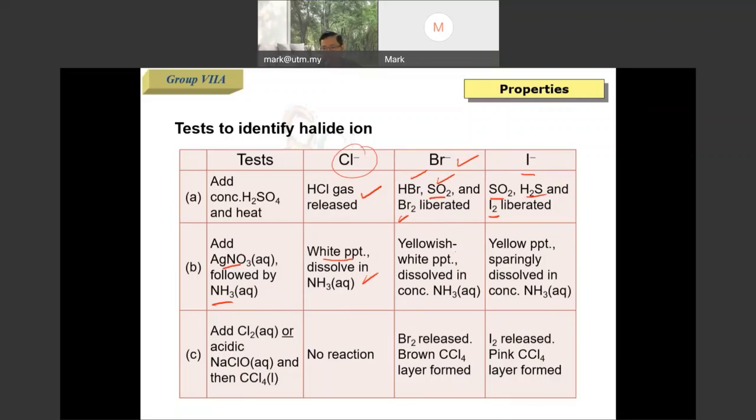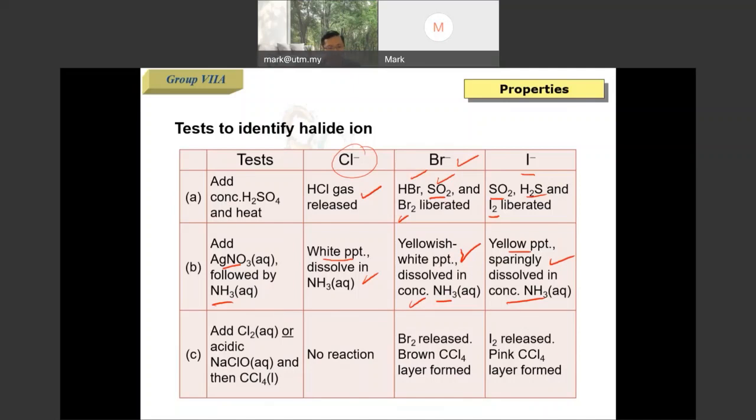The bromide will form silver bromide, which is a yellowish white precipitate, and it also dissolves in the ammonia, but it requires concentrated ammonia. Iodide also forms a yellowish precipitate, but it sparingly dissolves in the concentrated ammonia. So by doing this test, we can identify the different ions. But each test, test A, test B, and test C, has pros and cons, and so it might require 2 or 3 of these analysis tests to identify certain an ion.